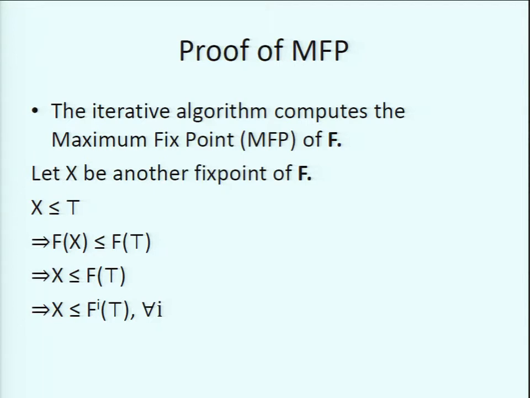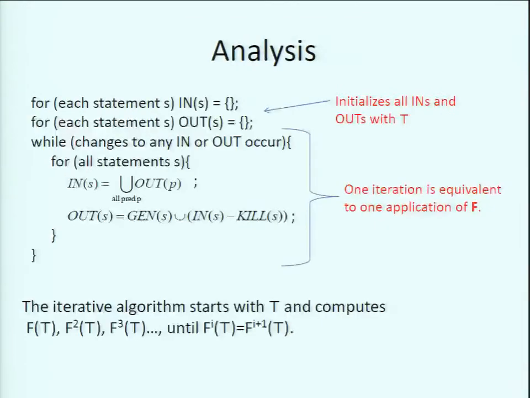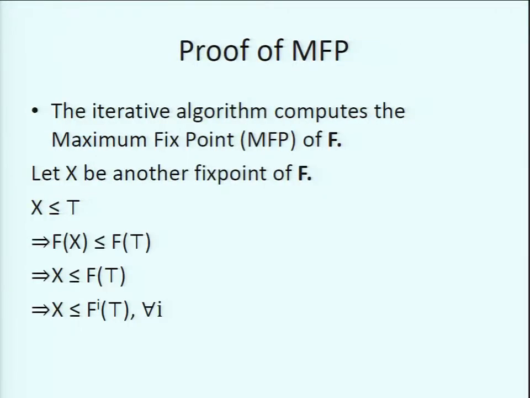Okay. Now you can use induction to show that again you apply f on both sides. So you will have f of x is less than or equal to f square of top, but again f of x will be equal to x and so on. Okay. So in general you can show that x will be less than or equal to f^i of top for all i. Now you know that the iterative algorithm is going to compute some solution of the form f^i of top, but x is less than or equal to f^i of top for all i.